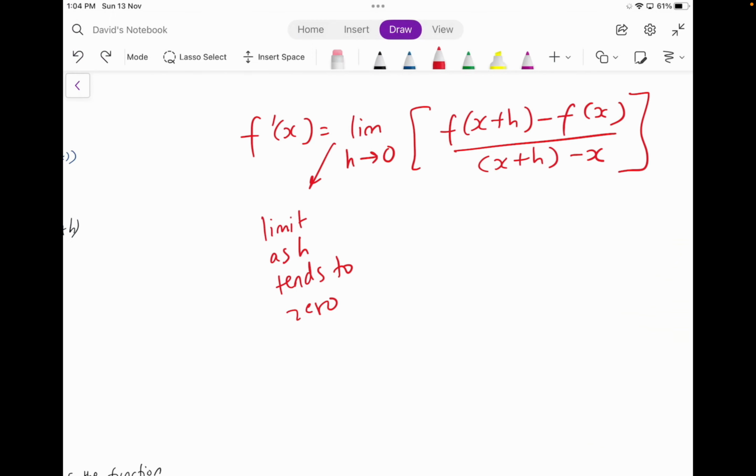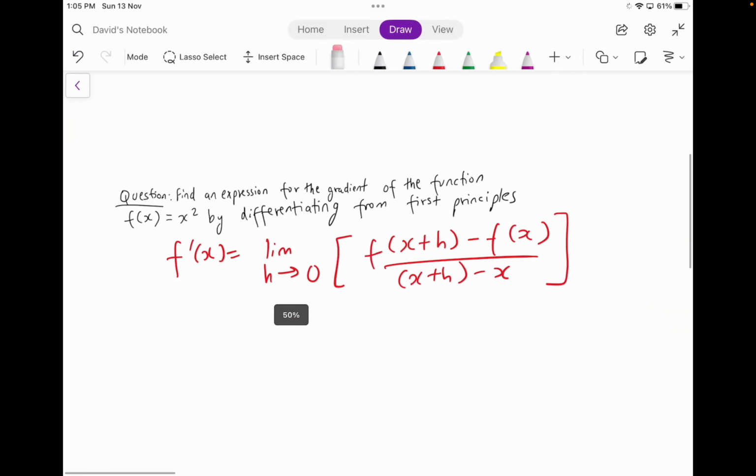Now differentiation from first principles just uses the definition of the derivative of a function f of x. That's all it is. And this formula is just similar to the gradient formula of y2 minus y1 divided by x2 minus x1. It's just another notation. We're just taking the gradient of 2 points. That's all. Now let's move on to a question example so we can understand.